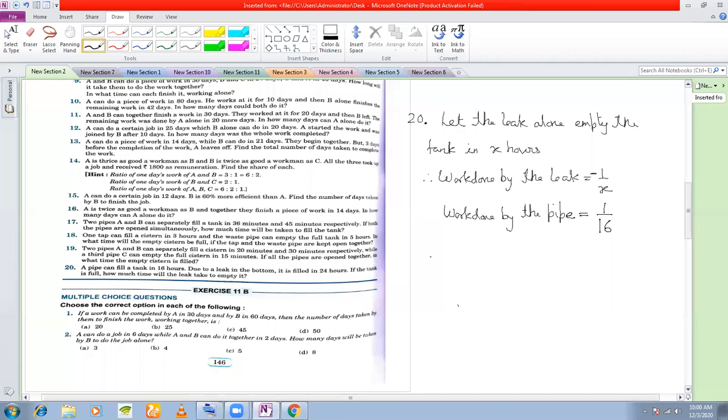So what is the net work done? Work done together is 1 by X minus 1 by 16. And why not 1 by 16 minus 1 by X? Can anyone tell me?